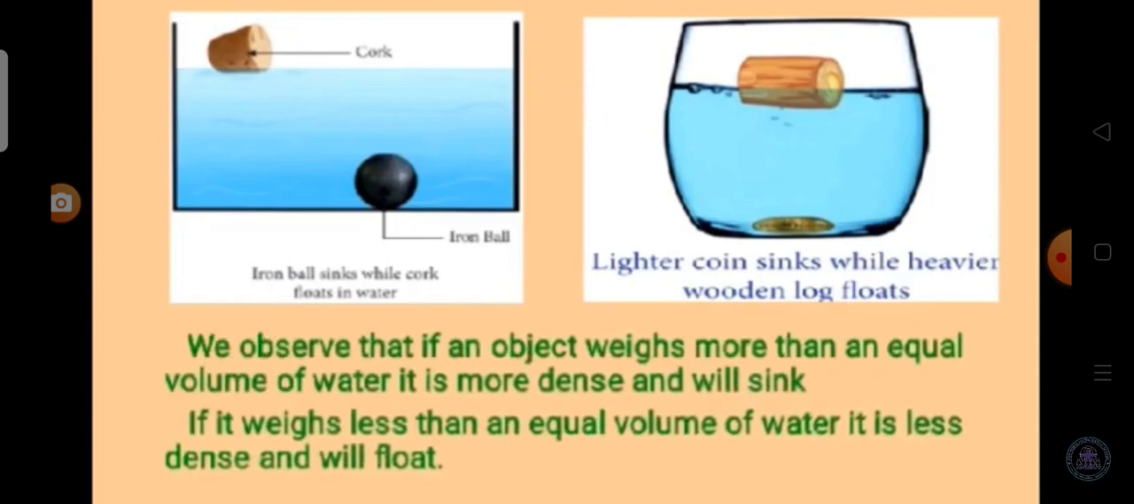Now we see some examples for the density. In this first picture, we take water in a beaker and put an iron ball and a cork ball into the water. Do you observe the iron ball sinks and the cork floats as shown in the figure. In the next picture, a larger coin sinks while the heavier wooden log floats. So in this, we observe that if an object weighs more than an equal volume of water, it is more dense and will sink. If it weighs less than an equal volume of water, it is less dense and will float.